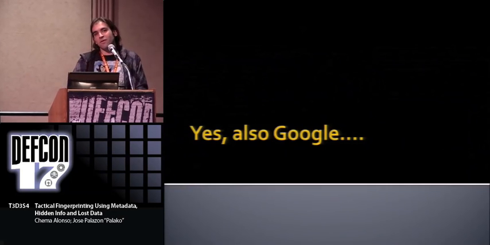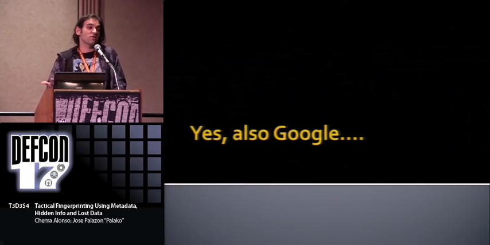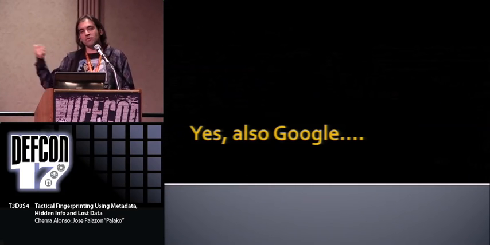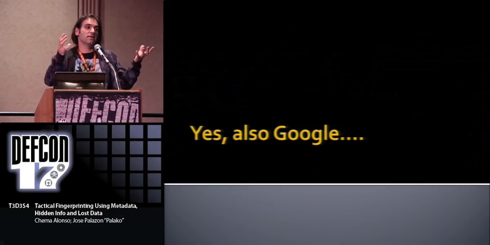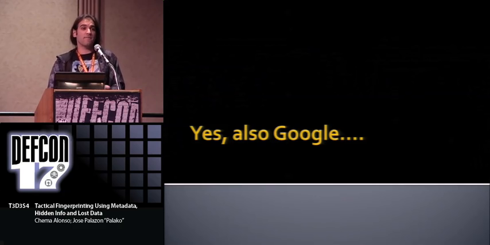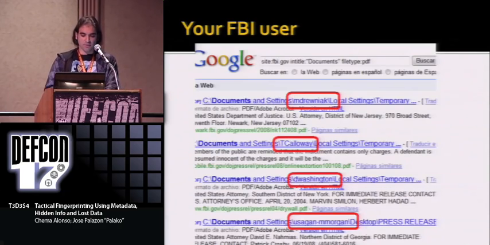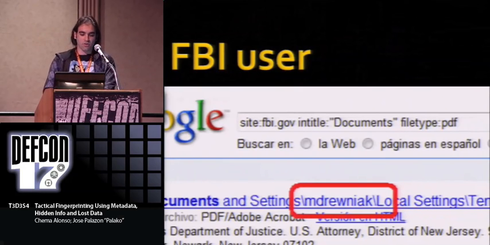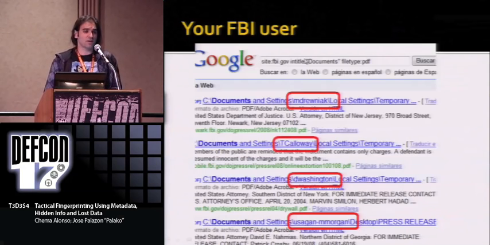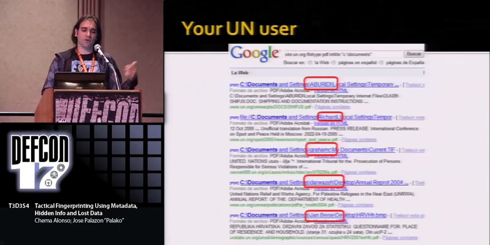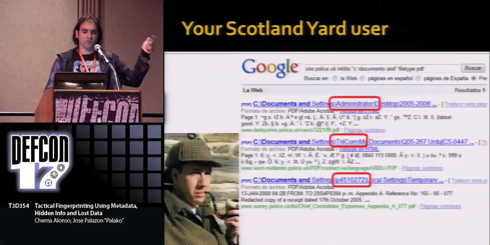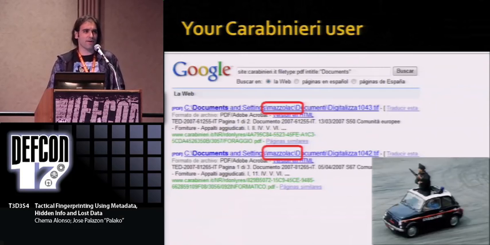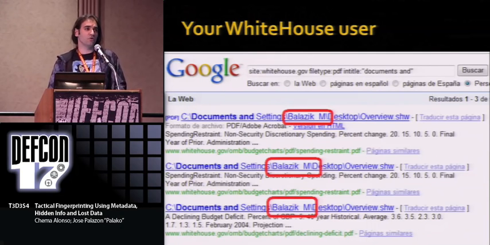And of course, you don't need even a tool. You can just use Google, because as Palako told at the beginning of the presentation, Google has its own metadata. So we can discover an FBI user just looking into Google for something like this, looking into the title for the word, the documents, and you can see the users: Emmett Reniak, Calloway, your user from the United Nations, your user from the Scotland Yard, your user from the Carabinieri, remember, not American cars in Italy, and of course, your user from the White House.